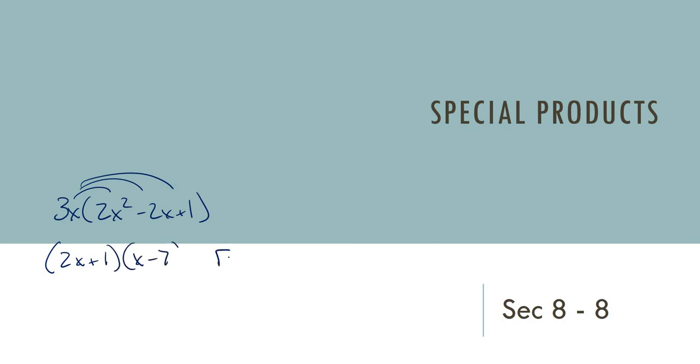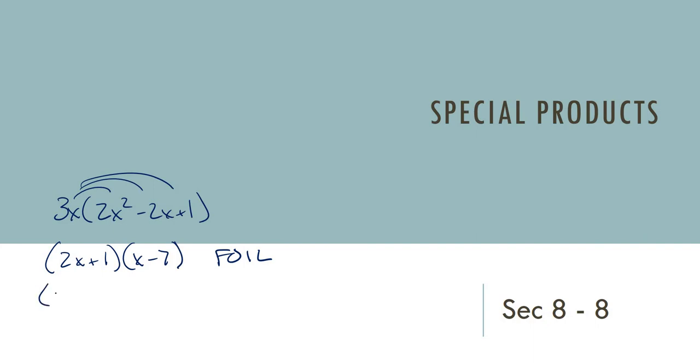Okay, section 8-8 is special products. So we've been multiplying a monomial times a binomial. If you remember, a monomial is one term. So a monomial times a polynomial, where we just distribute. We've done a binomial times a binomial, where we can use the FOIL method.